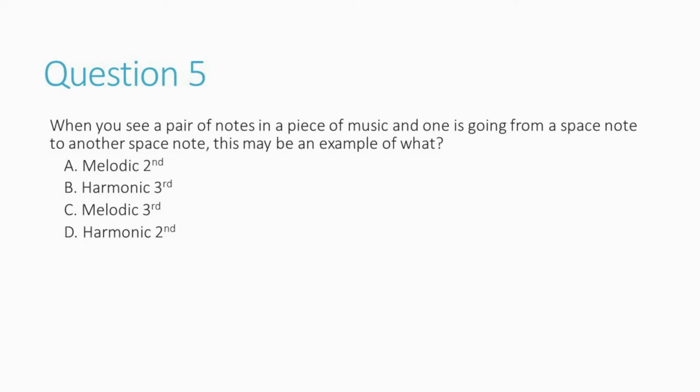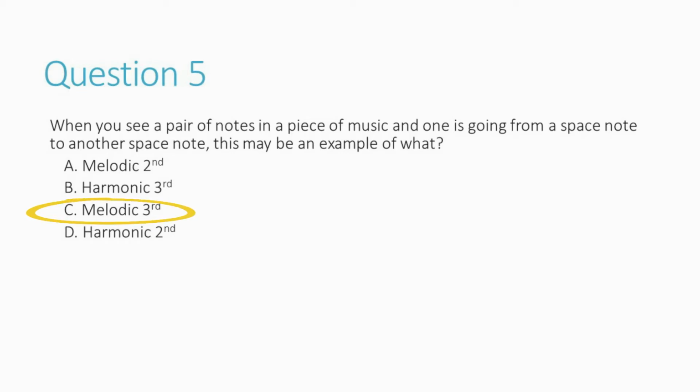Question 5. When you see a pair of notes in a piece of music and one is going from a space note to another space note, this may be an example of what? A. Melodic second, B. Harmonic third, C. Melodic third, or D. Harmonic second. The correct answer is C. Melodic third.